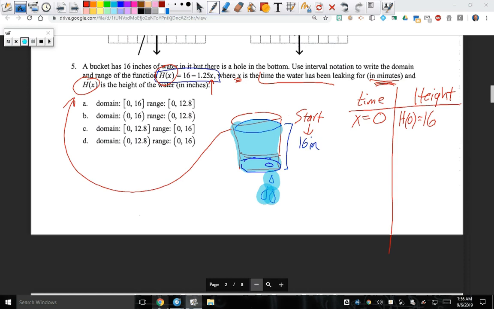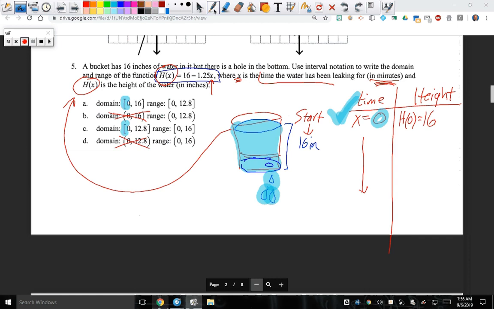Okay? And as time goes on, we know that time can't go negative. It's got to go positive. But it can start at 0. So it's not going to be letter B, because this one says it's not starting at 0. It's starting right after 0. We know it's not D either. So the reason why we know it can start at 0, it has to be a closed bracket. So it's either going to be A or C.